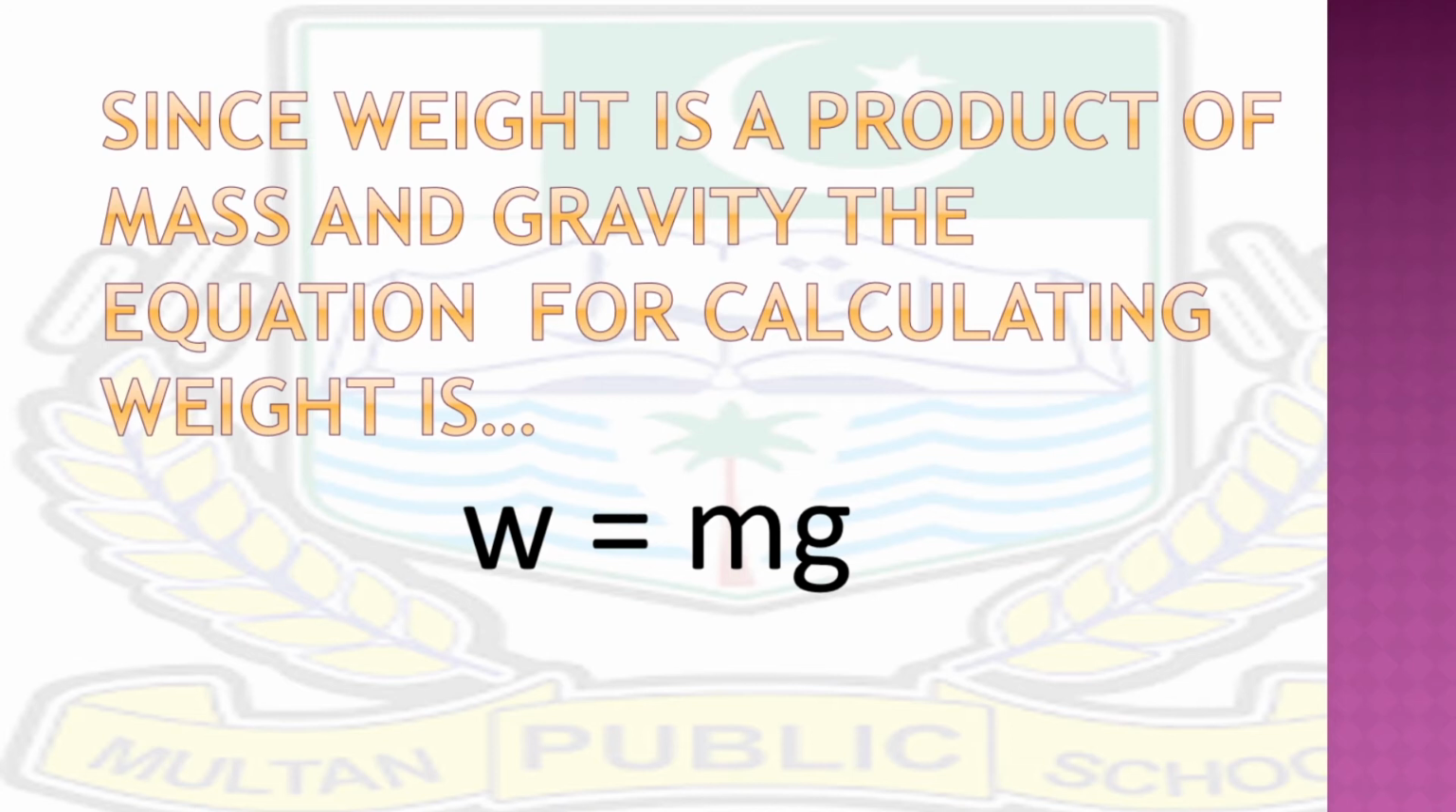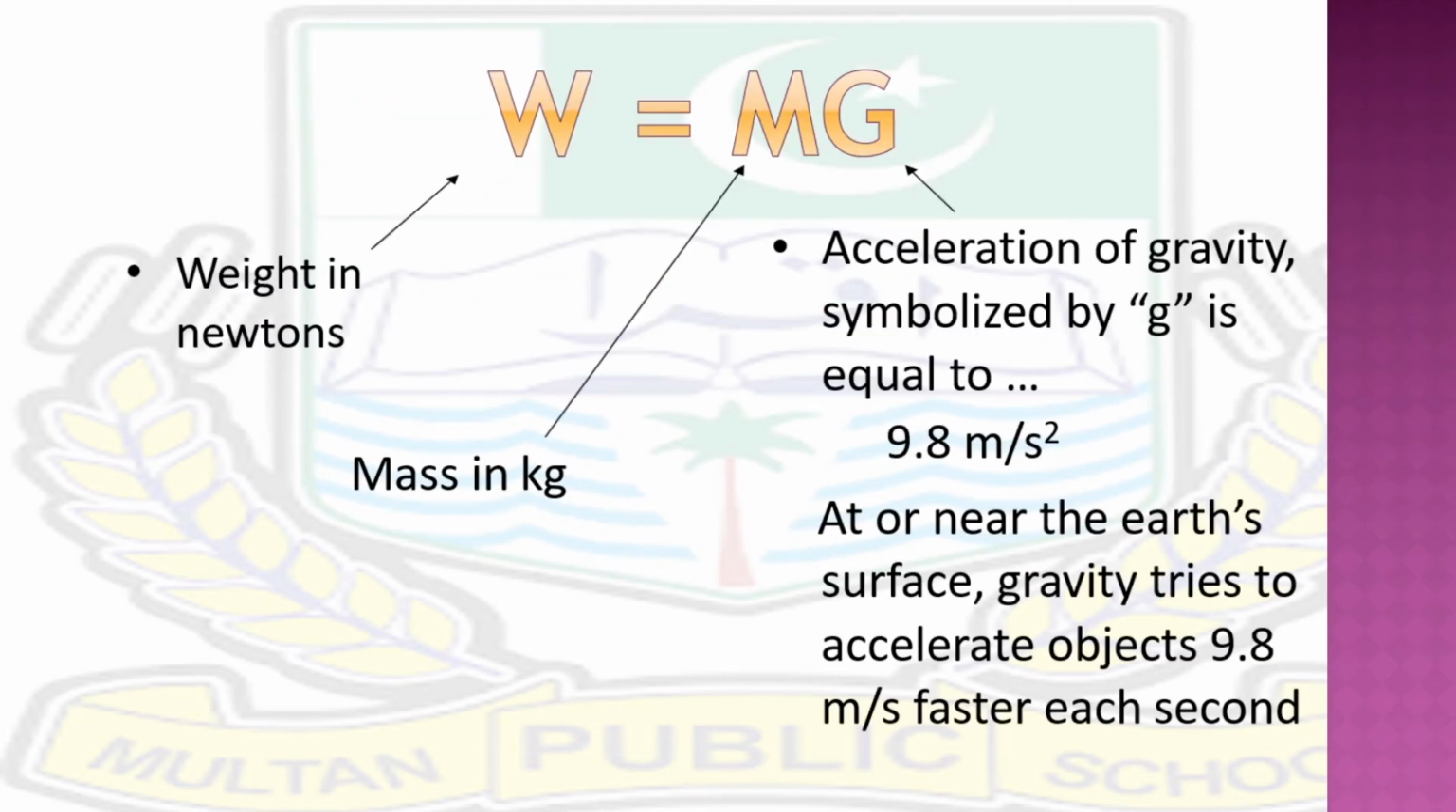Since weight is a product of mass and gravity, the equation for calculating weight is W = mg. Here W represents the weight in newtons, m represents the mass in kg, and what is g? g is the acceleration of gravity, symbolized by small g, and is equal to 9.8 meters per second squared.